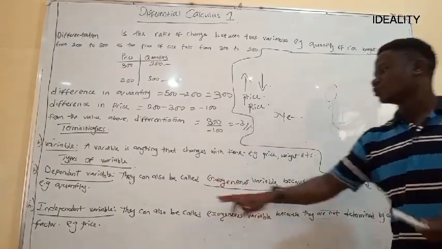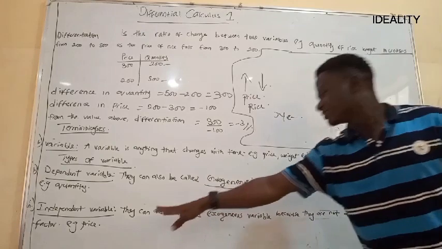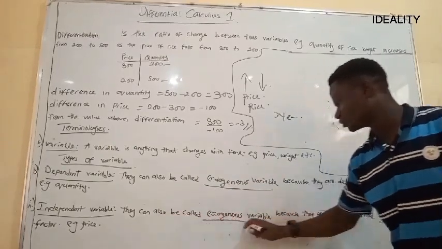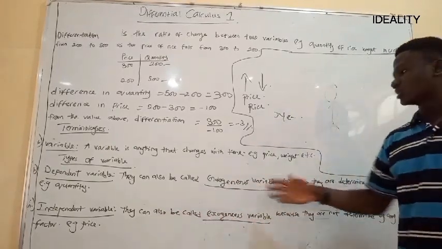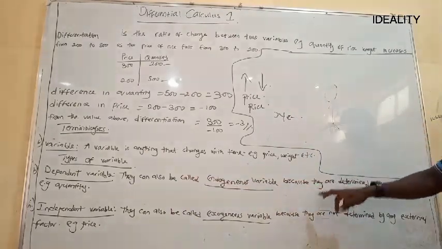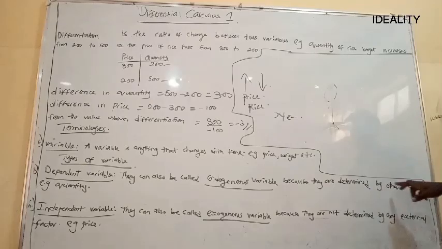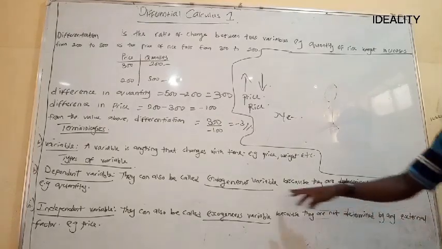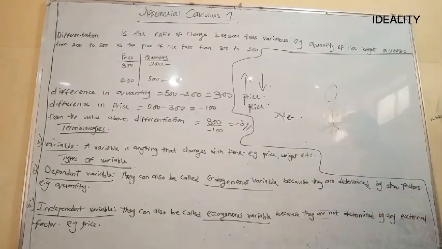So anytime you see the word endogenous variable, note that an independent variable can also be called an exogenous variable. And so what are independent variables? They can also be called endogenous variables because they are determined by other factors. They are determined by other factors.